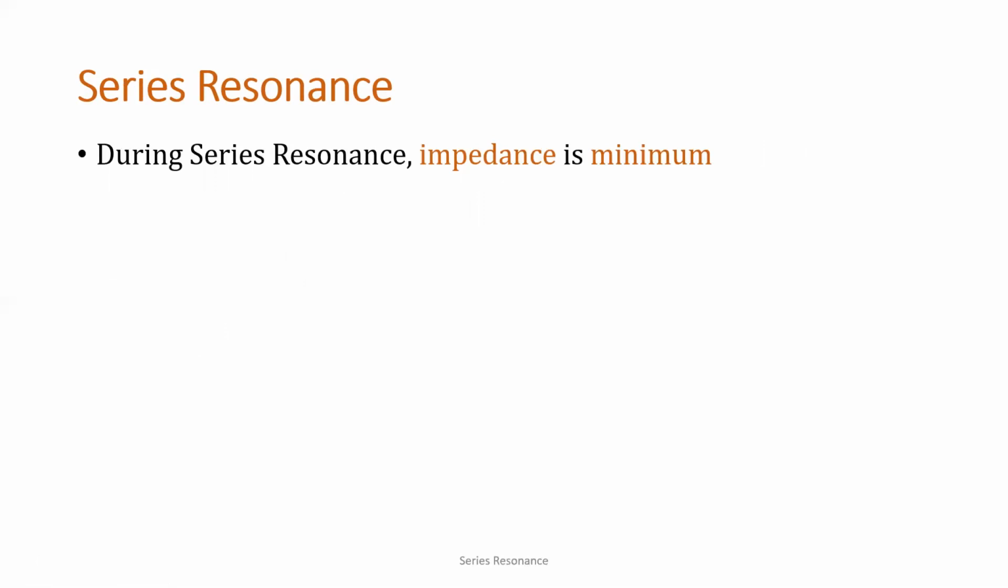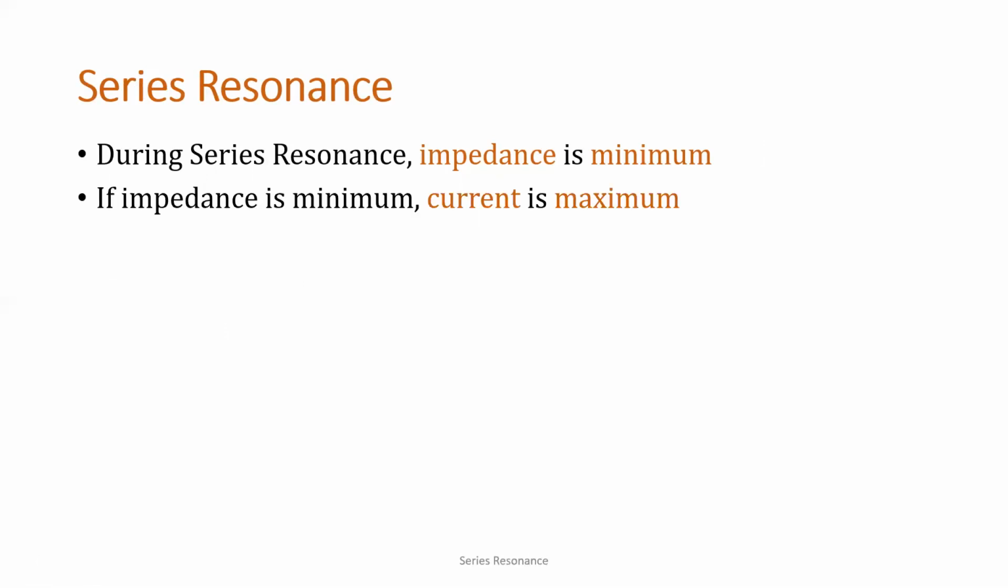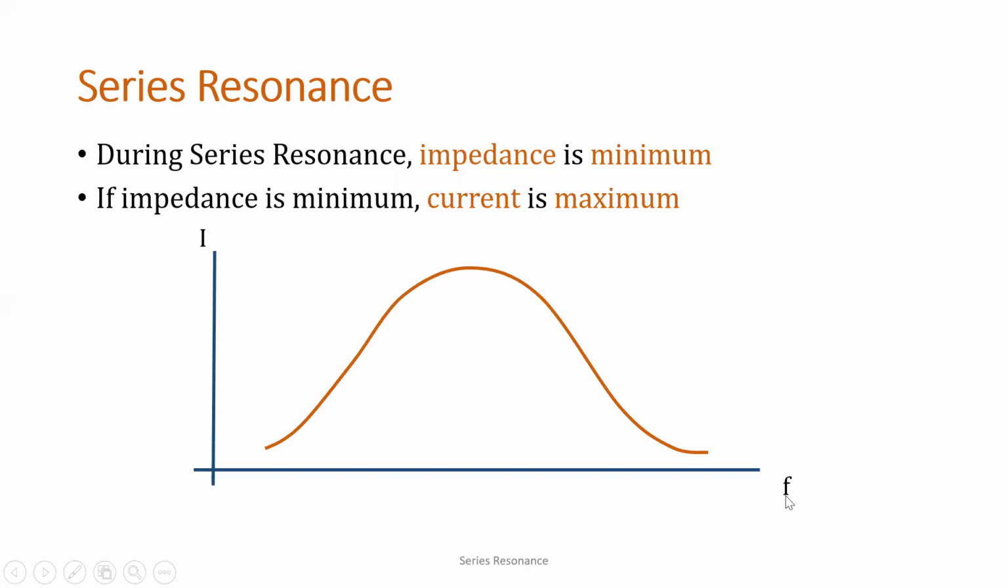What happens during series resonance is that the impedance is minimum. If the impedance is minimum, then the current should be maximum, right? Because they are inversely proportional. If we have the current versus frequency graph, this is your waveform. This is the peak, or the maximum current. At this point, we trace the frequency at which the current is maximum. This will be the resonant frequency.